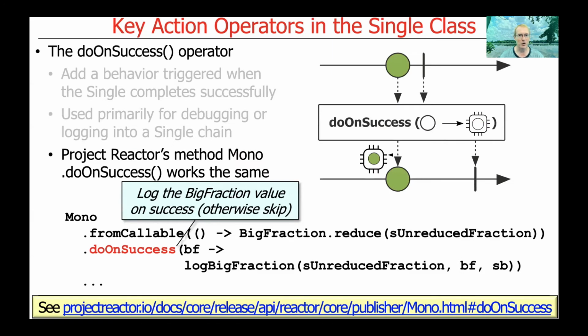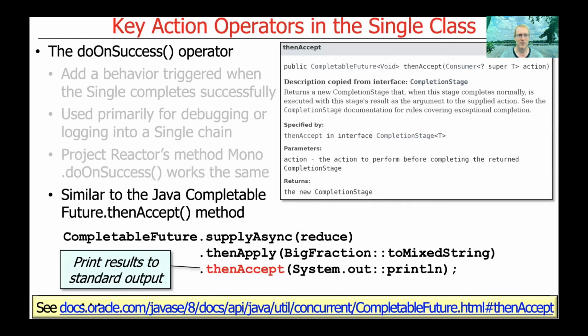It turns out that Project Reactor's Mono class has a doOnSuccess operator that works exactly the same as the one in the Single class. So if you understand Project Reactor, you would have a very good idea of how to use the same operator in RxJava's Single. In this case, this is basically the same code. We just used Mono in place of Single from the previous example.